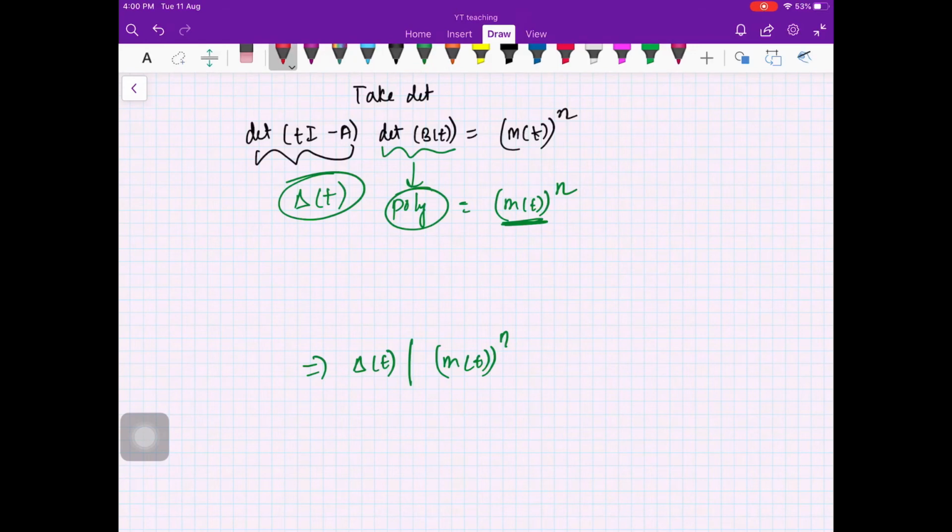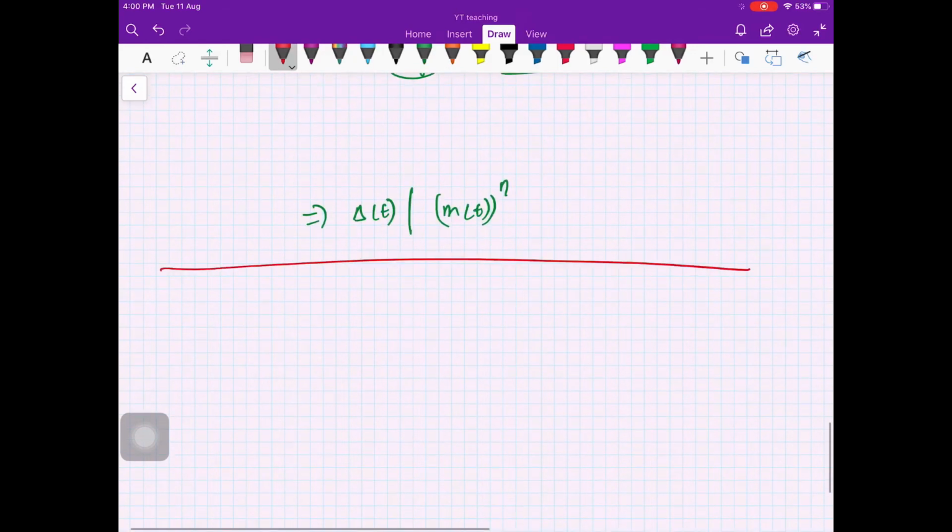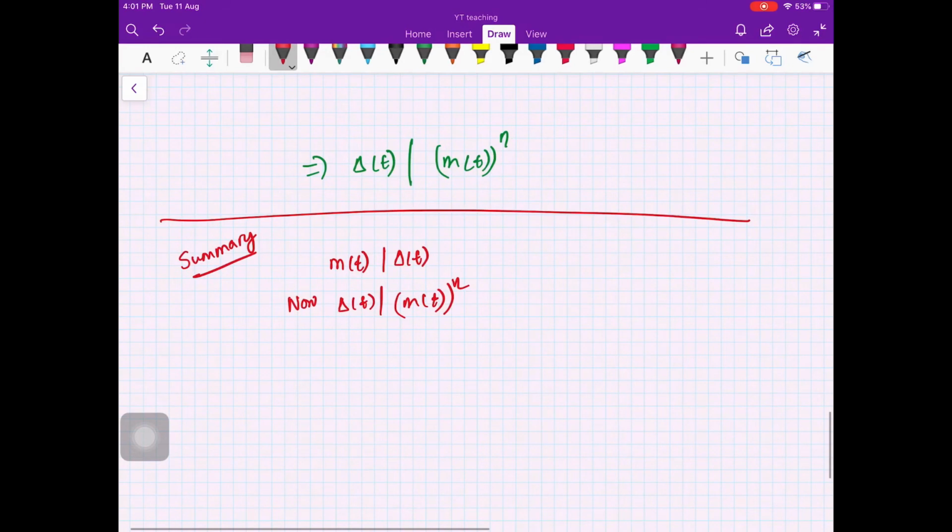So the summary is, from the last video we had that the minimal polynomial divides the characteristic polynomial. Now we have that the characteristic polynomial divides mt raised to power n. Now we need to prove the result that they have the same linear factors.